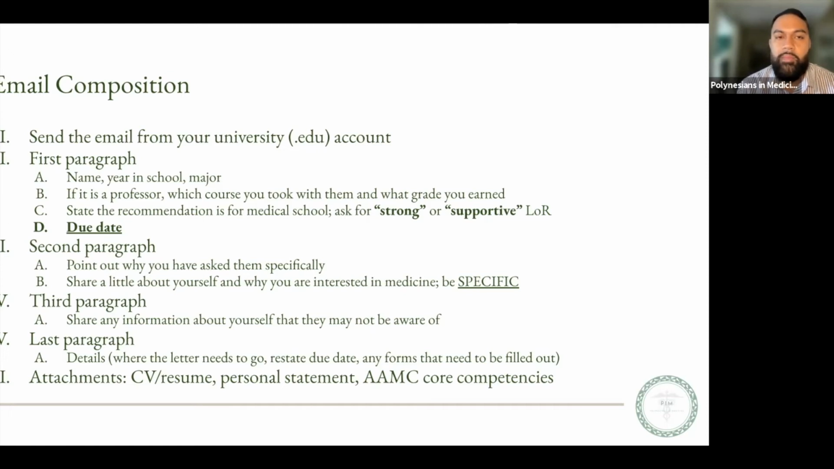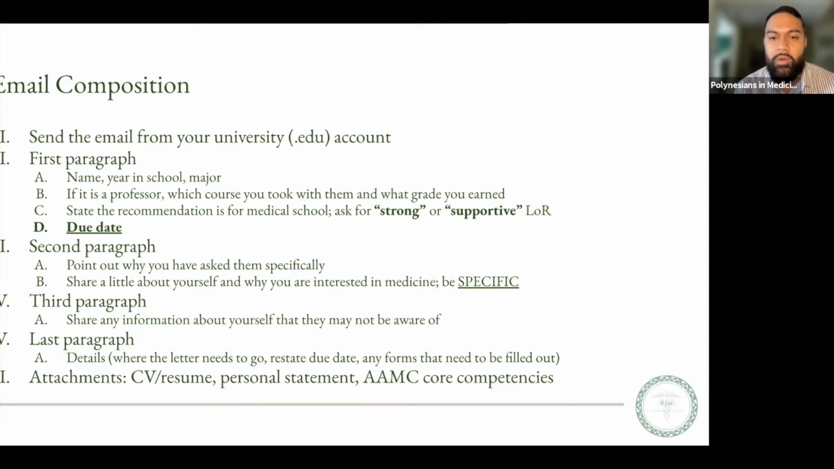And then also be sure to specify that you're looking for a strong or supportive letter of rec. And I know that may seem like, why would you need to specify? But I know there have been some circumstances where people don't specify. And the audacity of some letter writers to then even proceed and write letters that aren't supportive, or even negative letters. I've heard of stories where professors have done that.